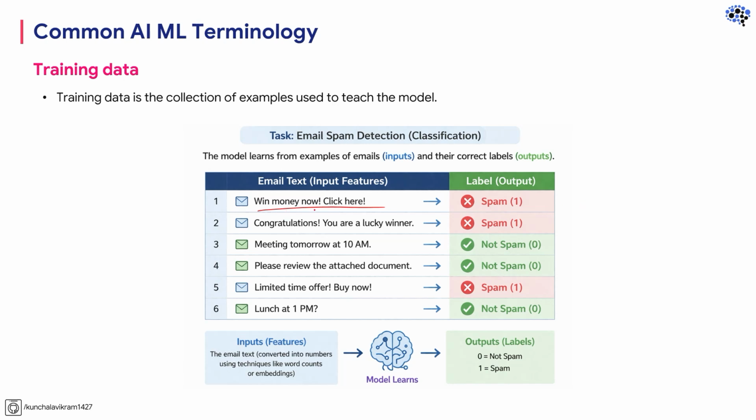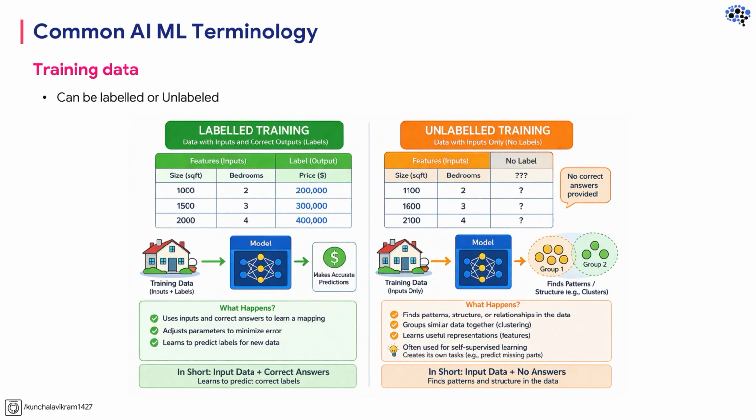For example, "win money now", it is spam. But if the model sees "meeting at 10 a.m." or "lunch at 1 p.m.", then it is not spam, right? So the model learns during the training, and if you give it some unseen data or unknown data, it can easily predict the result, it can produce the output.